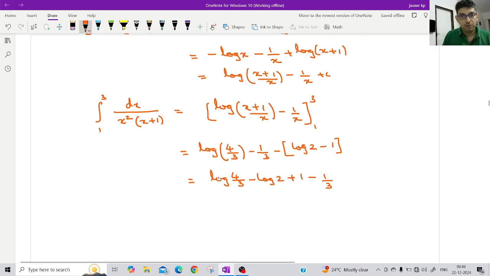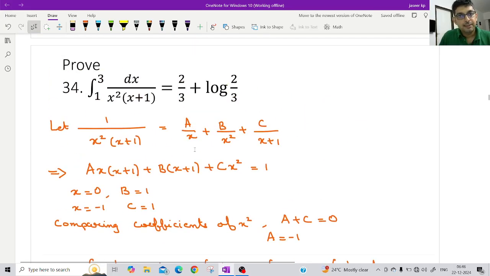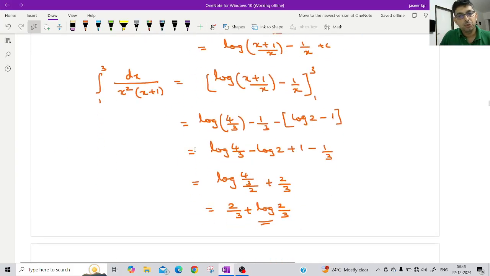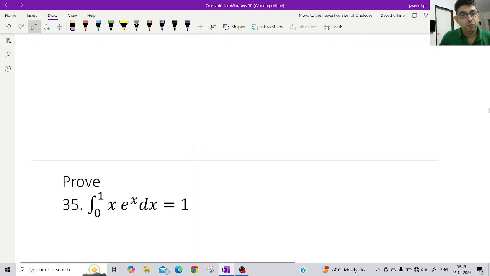So that means log a minus log b is log a by b. So this will become 4 by 3 divided by 2, and this is 2 by 3. So that means it will become 2 by 3 plus log 2 by 3. So we'll see that that is only we are asked to prove. So the final answer is 2 by 3 plus log 2 by 3. So we got the required answer. Now we will move to the next problem.